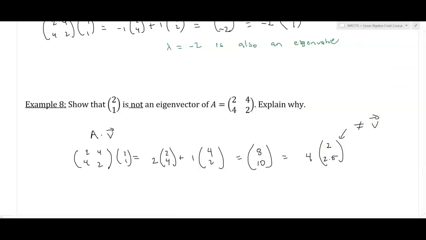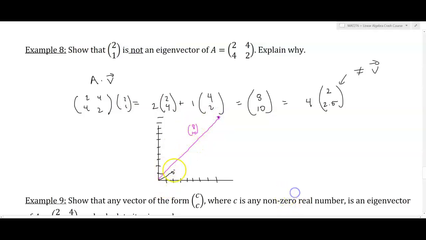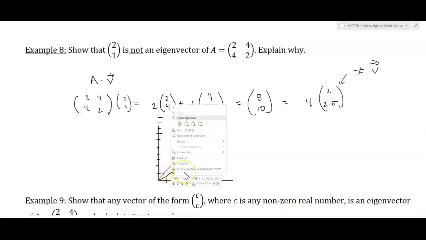So we can also make this argument that if we were to plot these two vectors, we would observe they do not lie along the same line. There's a rotation and a scale that took place. So 2, 1 is this vector here, but 8, 10 would be this vector up here. It's kind of hard to draw, but they don't look parallel. Good, okay, so you can see that this is the 8, 10 vector, and there was a rotation that took place and a scale effect.